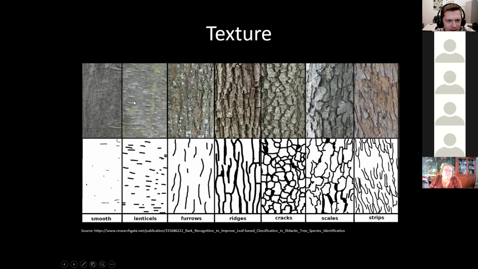Smooth, lenticels. Lenticels are basically little protrusions that show up on certain plants. Rosaceae typically have them, for example. So your apples, cherries, etc., they will have these. Furrows, so ridges, if they are developed even further, cracks, scales, and strips.